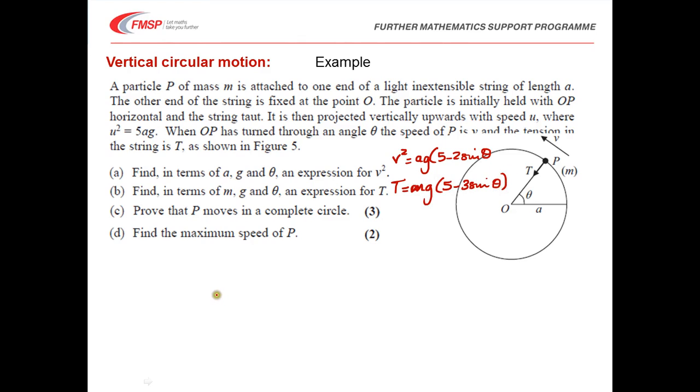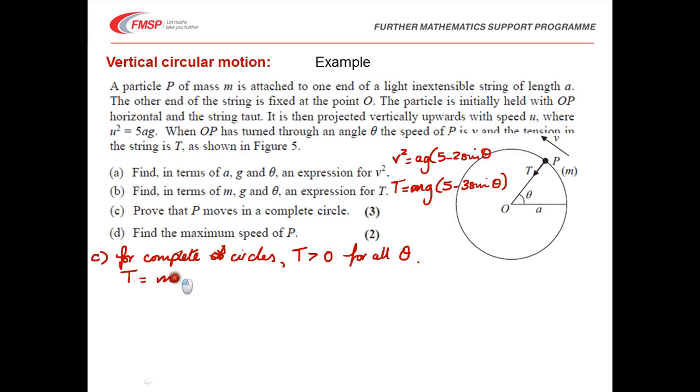Now I've got to prove that P moves in a vertical circle. There are a number of different ways that you can express this. We said on a slide a couple of slides back that in order for a particle on the end of a string to complete full circles, we need to show that the tension has to be positive all the way around. So for complete circles, T has to be greater than 0 for all theta.